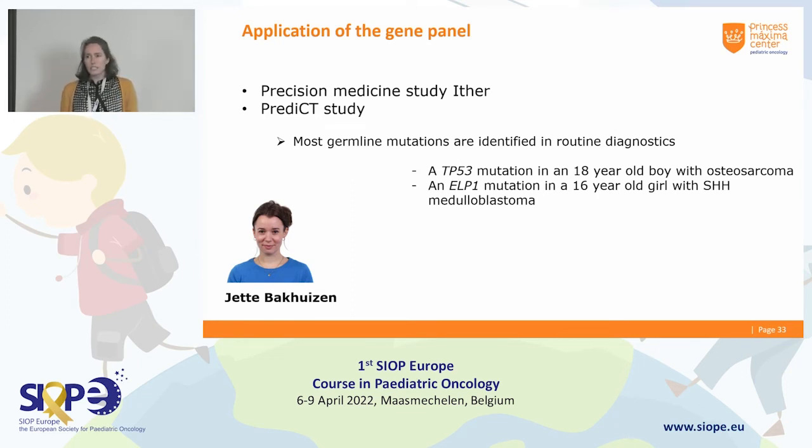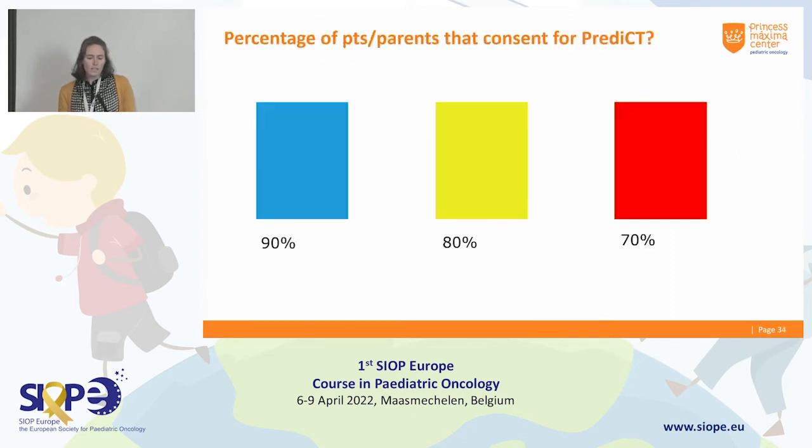So we're now applying the gene panel, of course, in the PREDICT study, as I just told you, but also in a precision medicine study. Our experience so far is that most mutations were already found in regular diagnostics. But here are 2 examples that we missed: a TP53 mutation in an 18-year-old boy with osteosarcoma and a negative family history, and an ALK1 mutation in a 16-year-old girl with medulloblastoma who had a recidive. The moment that I saw her was just before the publication of ALK1 as a medulloblastoma gene. So we missed it.